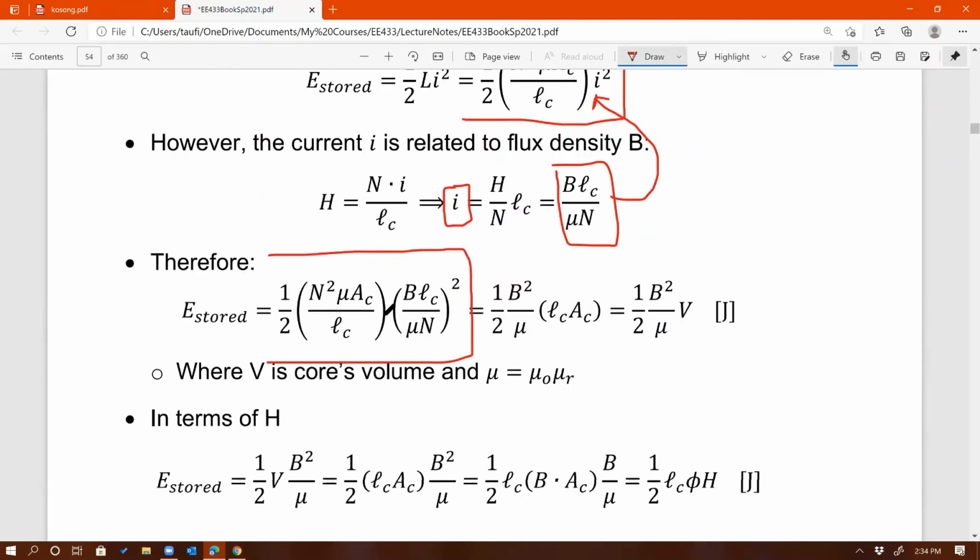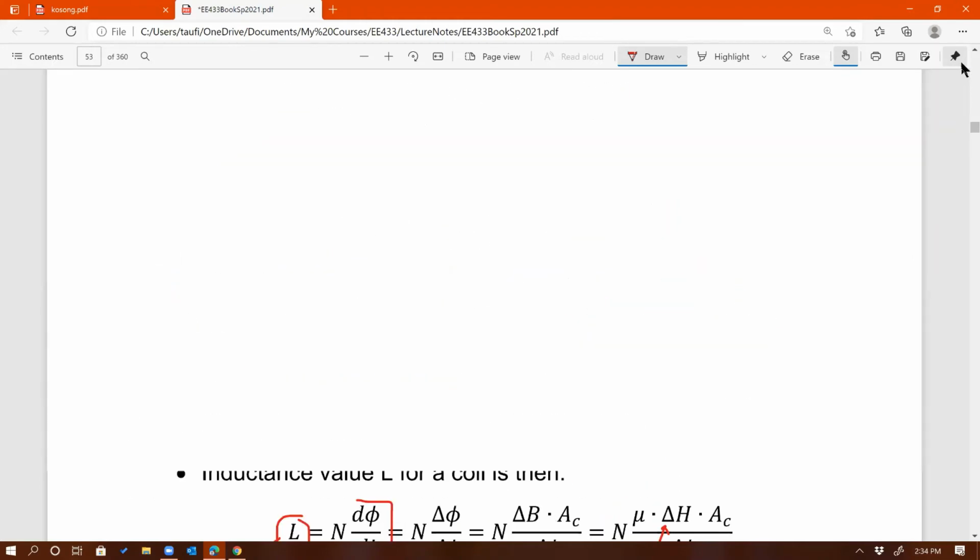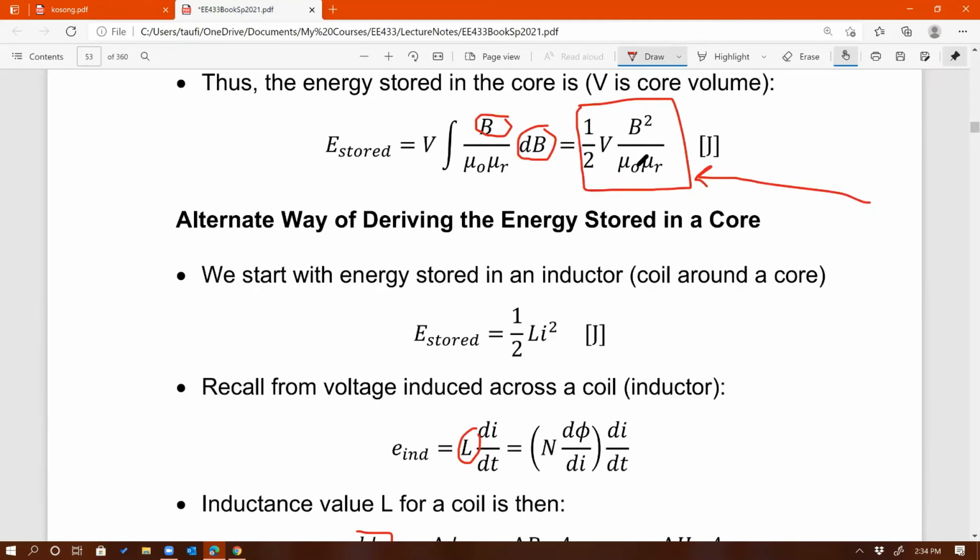All right, so now once I have this long equation, I see that some of the terms cancel, right? One of the LC cancels, and then one of the N cancels, right? So you can see now the equation reduces to this equation right there, which in turn reduces to that equation right there. Now the question is, is that the same equation that we have earlier? Let's see. Yeah, right there. See, that's the same.